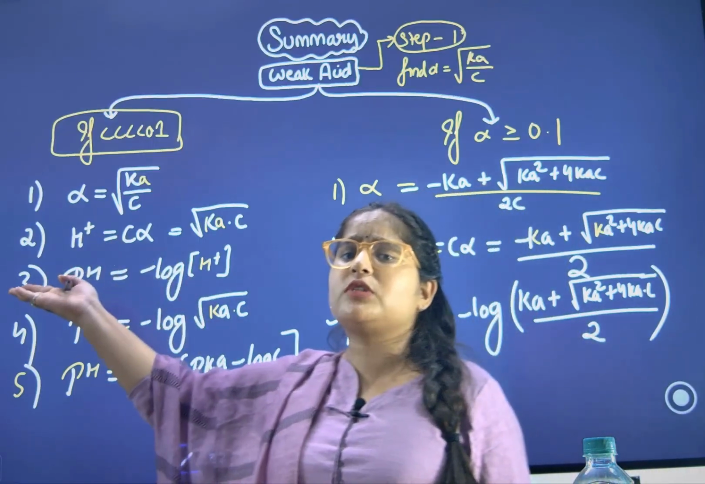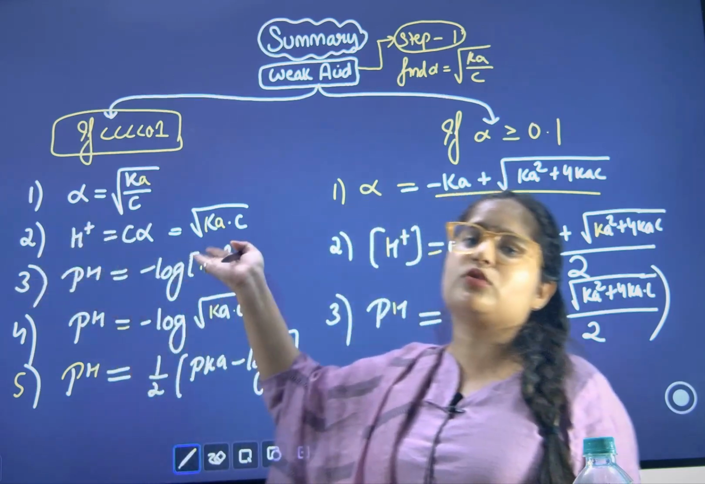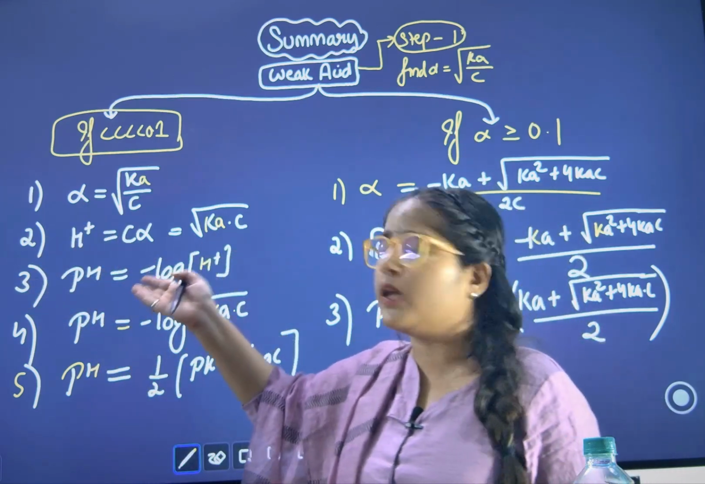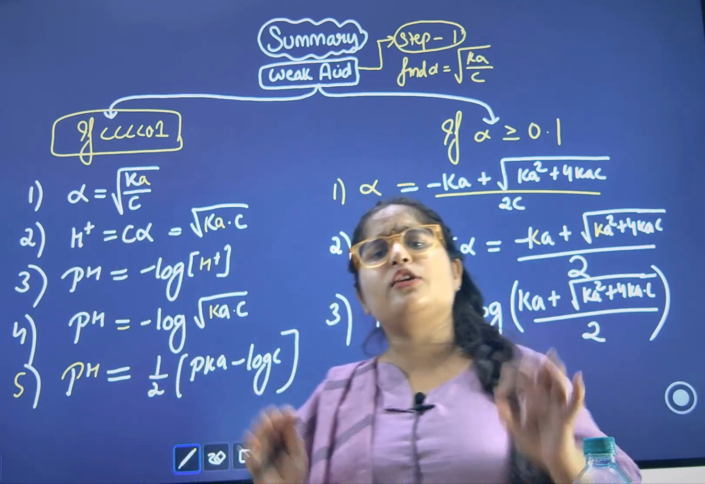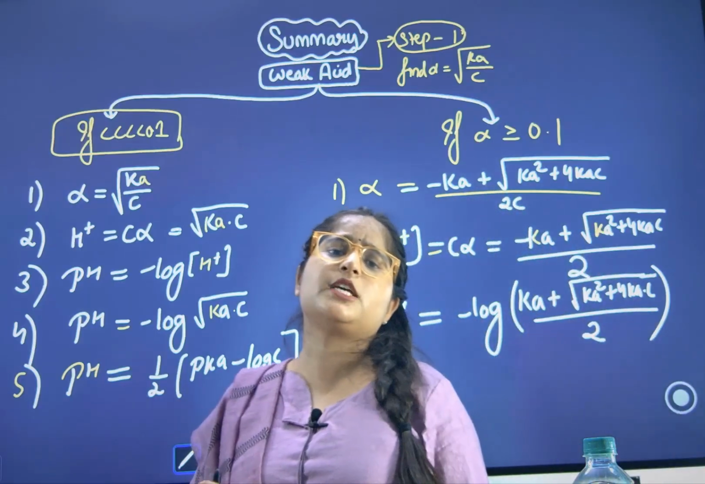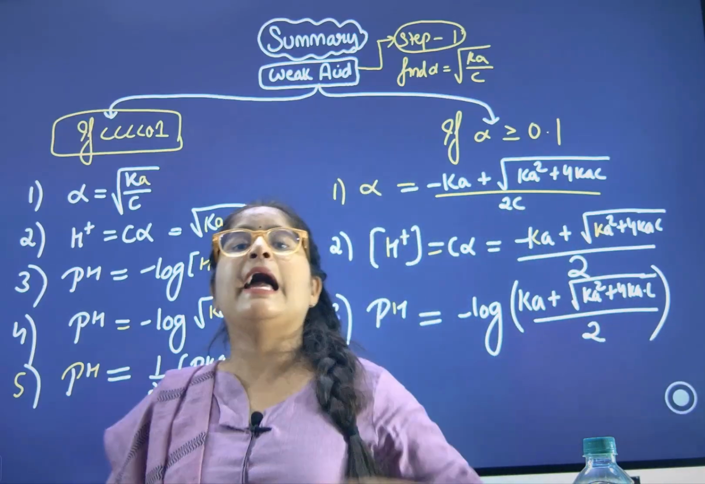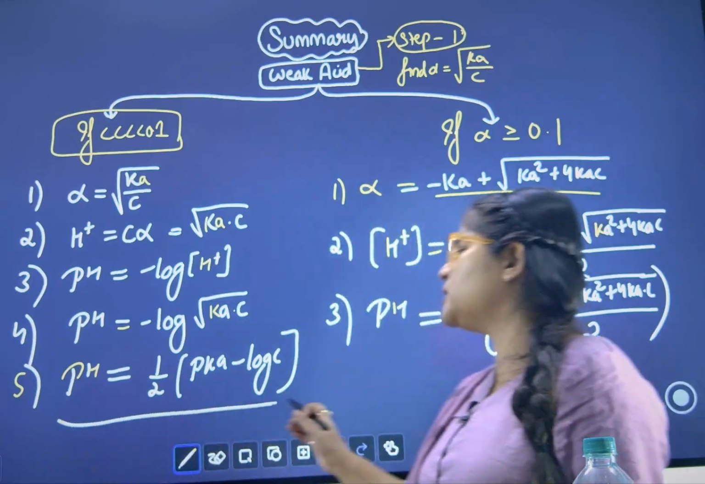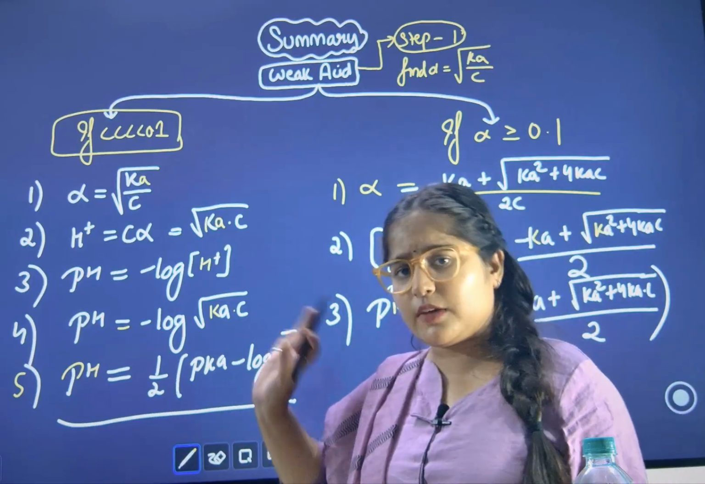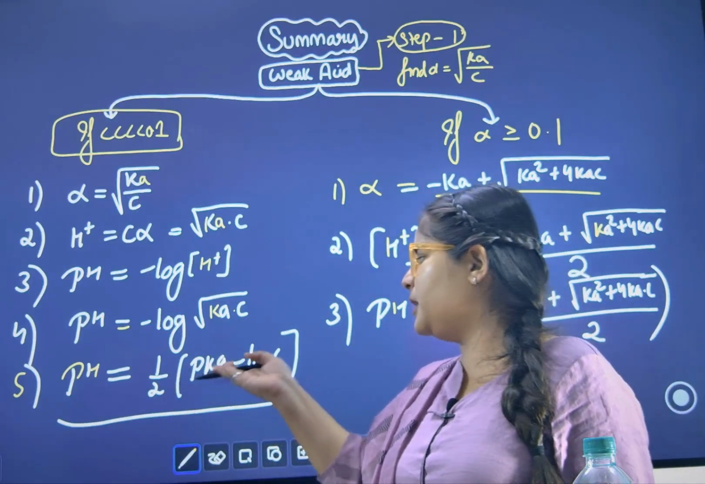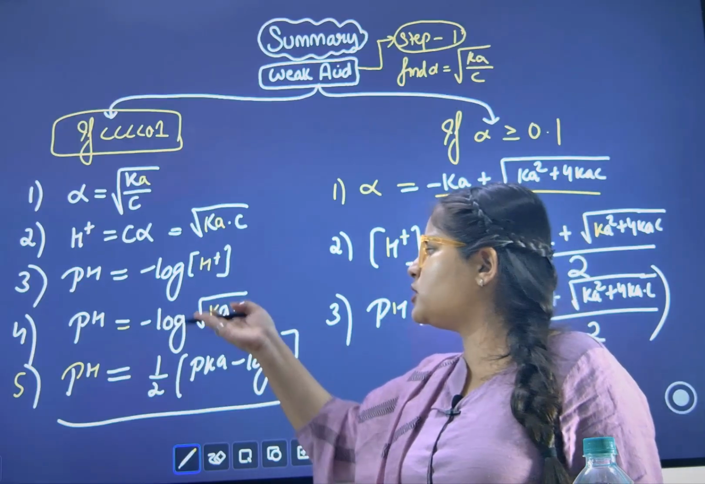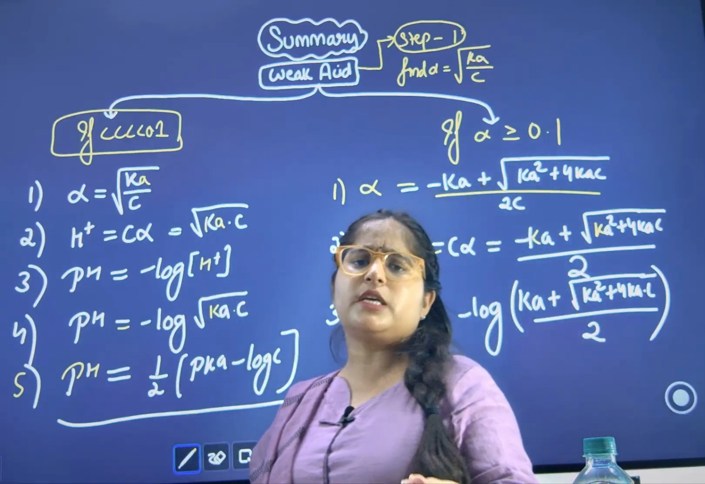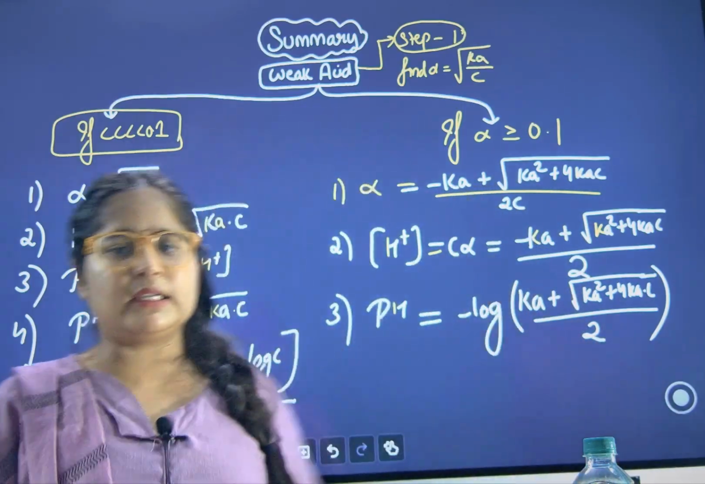If you don't want to use this formula, K and C are given, so you can use under root K into C. After calculating H+, directly use the universal formula pH equals minus log H+ ion. And if you don't want to calculate H+, you can calculate the pH directly, because K and C will be given, using half pKa minus log C, or minus log under root Ka into C. Whichever formula you want, you can use and calculate.